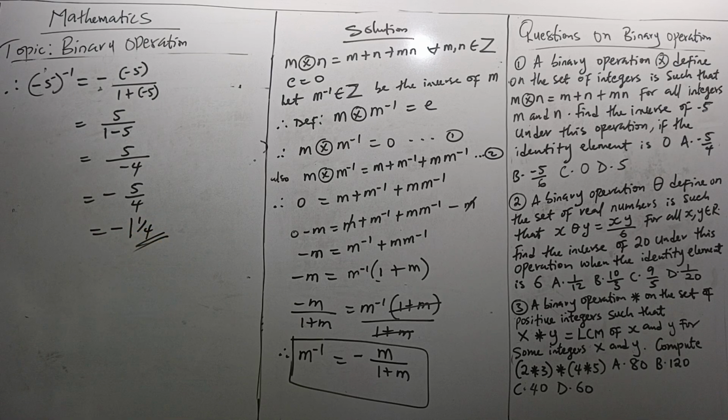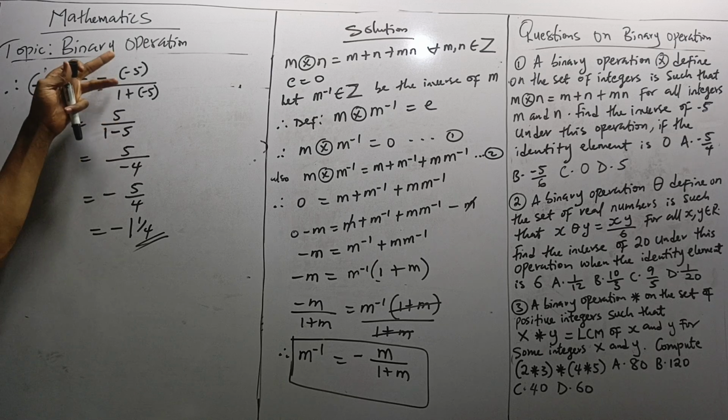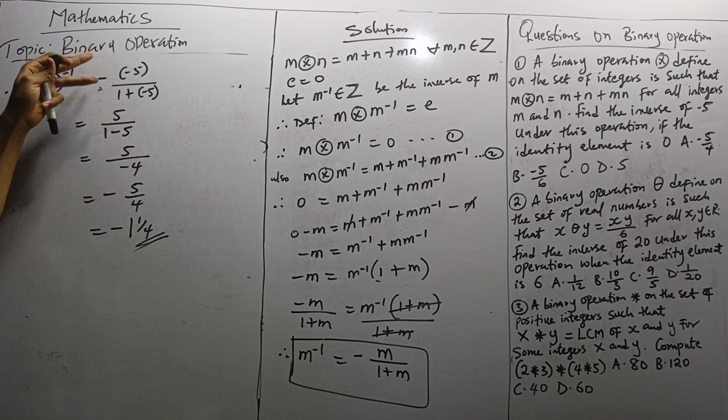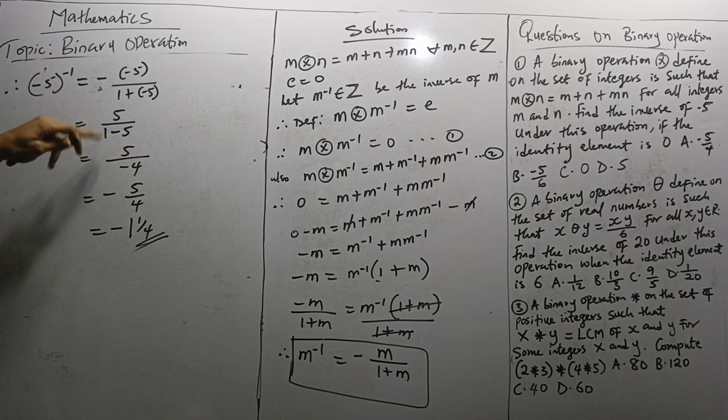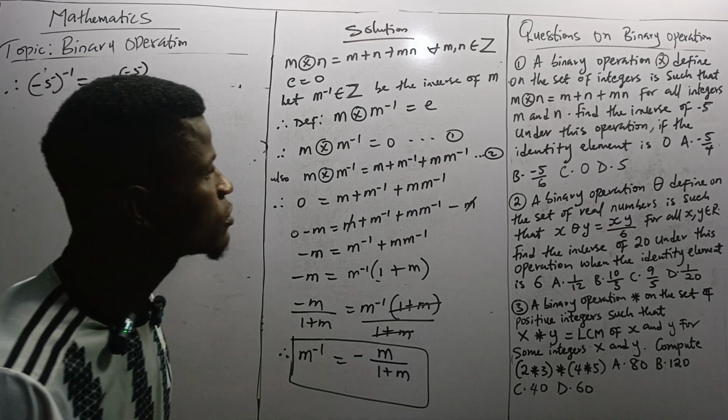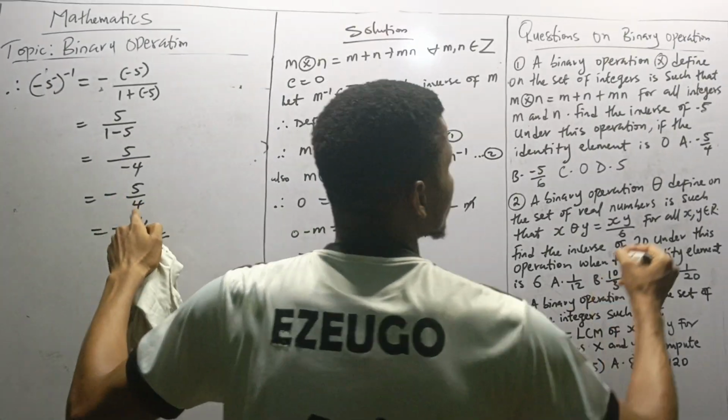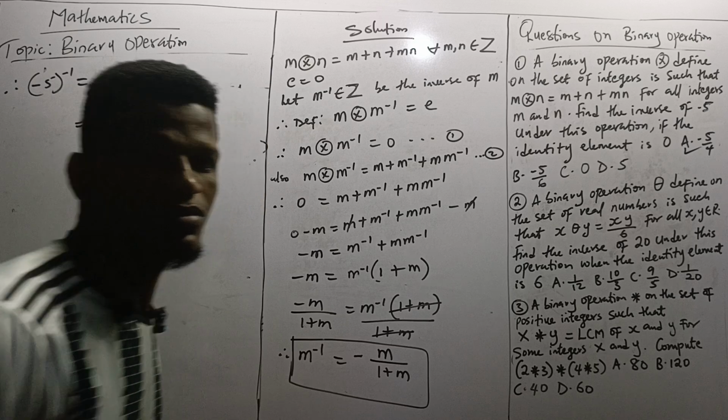All right, to understand better, if you are not convenient, if you don't understand the solving, you have to watch my videos on simplification of fractions and all of that. All right, so that is it. Is the answer on the options? Yeah, of course, -5/4. That is A.